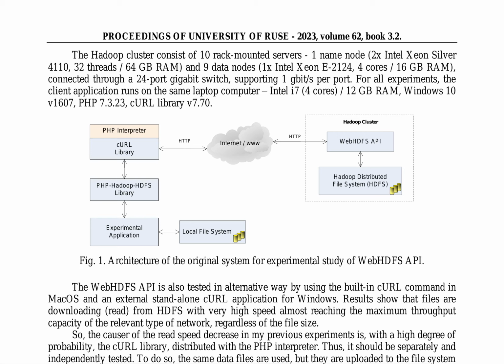The experimental setup for the study of Web HDFS API performance involves a Hadoop cluster consisting of 10 rack-mounted servers, with one name node and 9 data nodes connected through a 24-port gigabit switch. The client application runs on a laptop computer with PHP 7.3.23, cURL library version 7.70, and uses the PHP Hadoop HDFS library to interact with the Hadoop Distributed File System, HDFS.